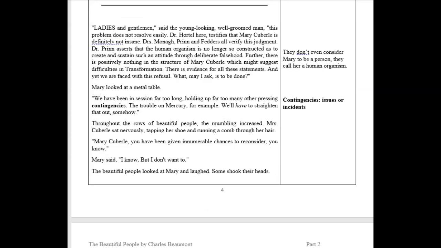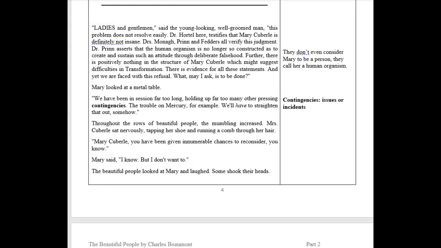"Ladies and gentlemen," said the young-looking, well-groomed man, "this problem does not resolve easily. Dr. Hortel here testifies that Mary Kuberl is definitely not insane. Doctors Monach, Prynne, and Fetters all verify this judgment. Dr. Prynne asserts that the human organism is no longer so constructed as to create and sustain such an attitude through deliberate falsehood. Further, there is positively nothing in the structure of Mary Kuberl which might suggest difficulties in transformation. There is evidence for all these statements, and yet we are faced with this refusal. What, may I ask, is to be done?"